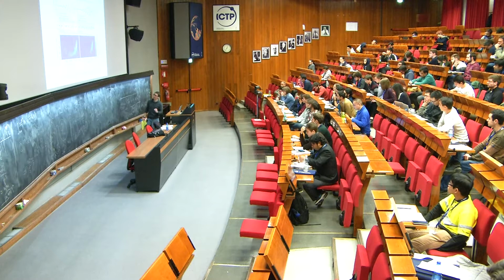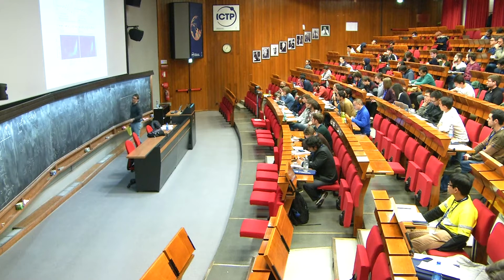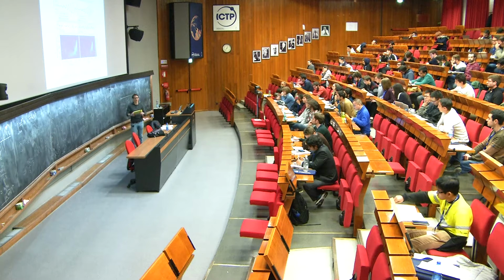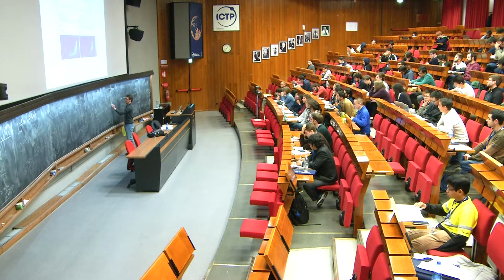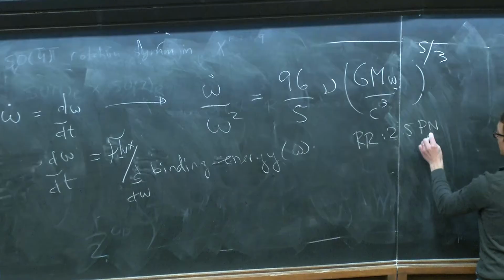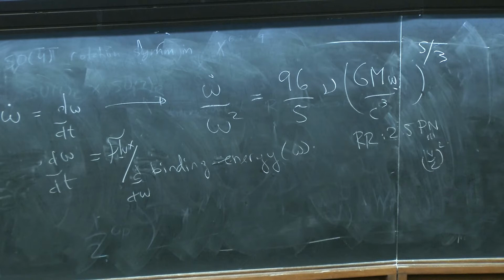So now, this is the way I write things that make manifest the expansion pattern. The radiation reaction force is a 2.5 PN effect, as you see from here, it's v to the 5. So if you want to include the effects of the back reaction of the emission, this is a 2.5 PN effect, where PN is v over c squared. And it's non-conservative, that's why it scales with fractional power. It's v to the 5, right? It's not time reversal anymore.